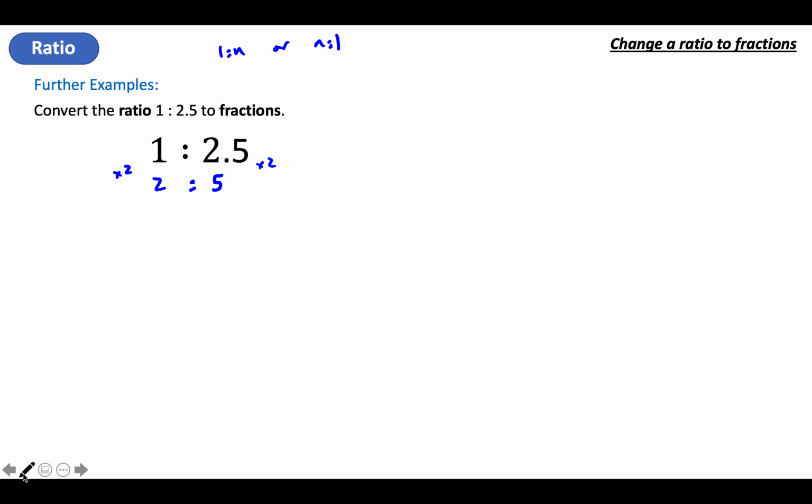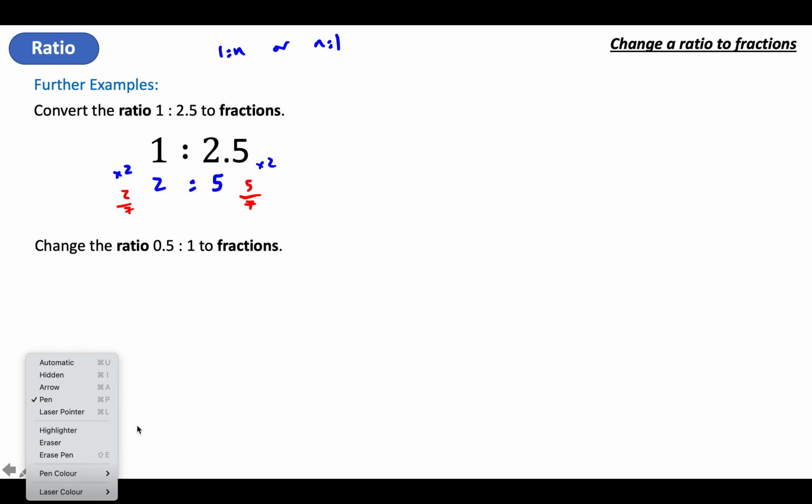And then as fractions, there are 5 parts in total, 2 and 5. Add these together. We don't want to add 1 and 2.5 because that's 3.5. We don't want that decimal in our fraction. We'll just use the 2 and the 5. So it's 2 out of 7 of these parts are on the left, and 5 out of the 7 are on the right. There you go. So change it into whole numbers first by adjusting your ratio.